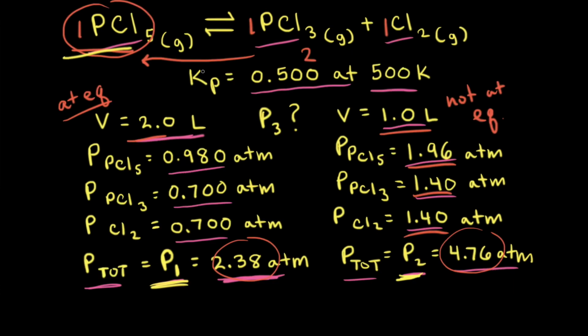So if we go back to the original problem, and our goal is to figure out P3 in relation to P1 and to P2 without doing all of that math, we could think to ourselves, okay, so we decreased the volume by a factor of 2, which doubled the total pressure, but then the net reaction moves to the left to decrease the pressure. Since it's not going to move much to the left, it's not going to decrease the pressure by a lot. Therefore, the final pressure P3 is going to be a little less than 4.76, but greater than 2.38 atmospheres.